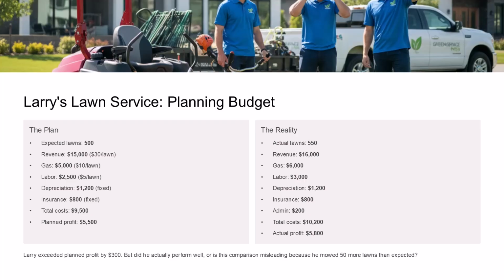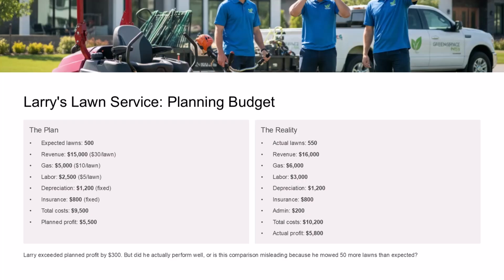His costs break down like this. Gas for the mowers is variable, $10 per lawn. Labor is also variable, $5 per lawn. Depreciation on his equipment is fixed, $1,200. Insurance is fixed, $800. Adding it up, total expected costs are $9,500. That leaves him with a planned profit of $5,500. That's his plan, his baseline, his expectation going into the month.